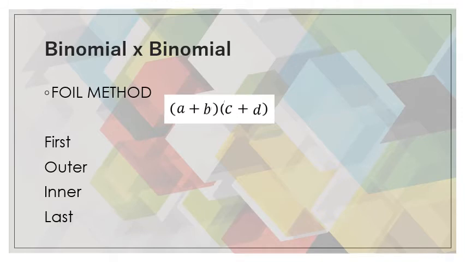That means we would multiply the first terms first, the outer terms second, the inner terms, and the last terms. And of course, we just add or subtract all those terms depending on what the signs are.